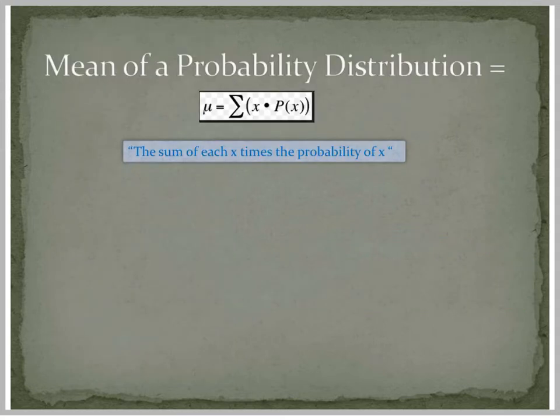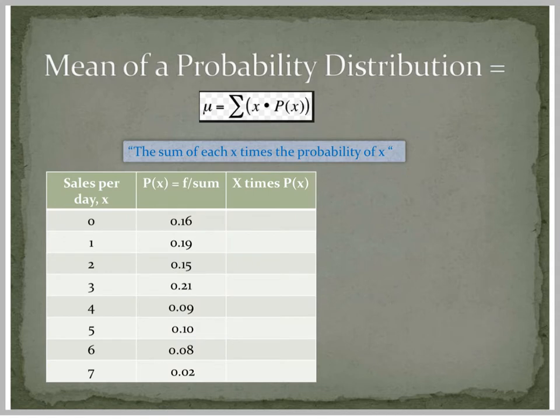Calculating the mean of a probability distribution means that we take the sum of each x, multiplied times its probability. So that means we have to take each x, multiply it times the probability that you just found, and then add all those answers together. So let's take a look at how we do that.